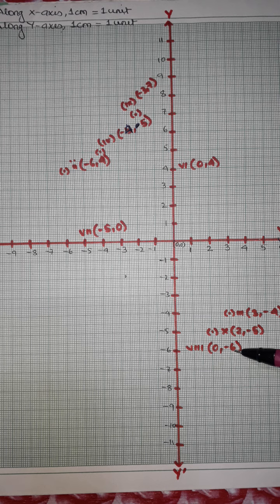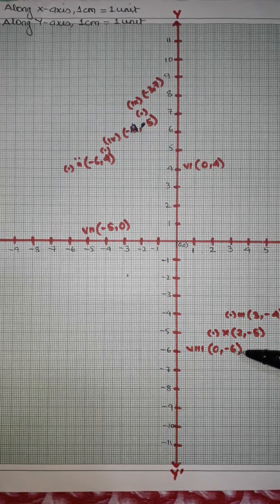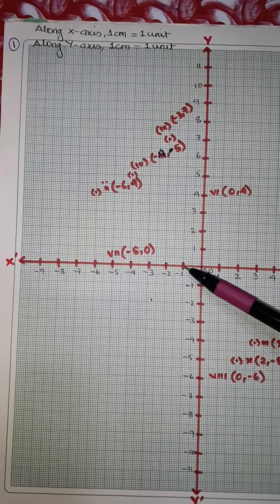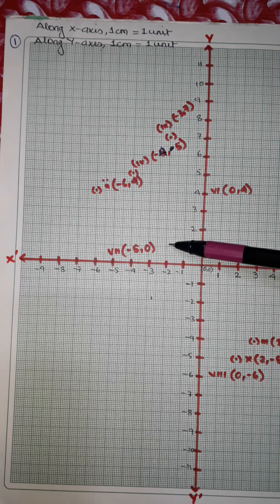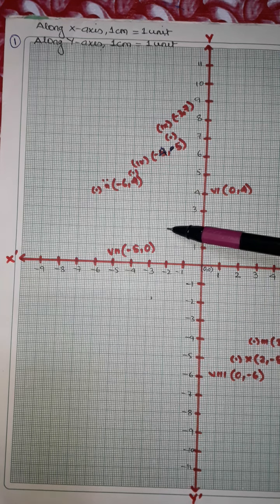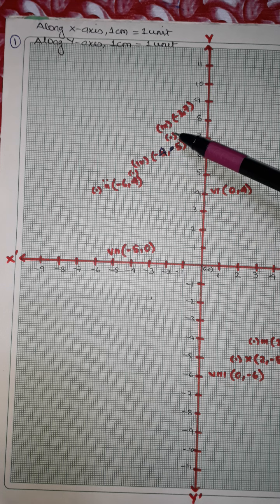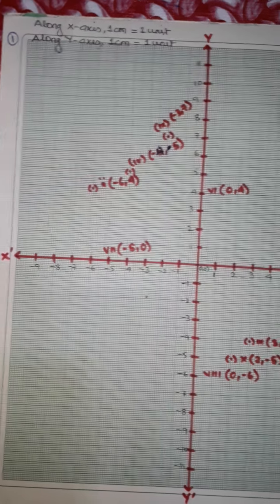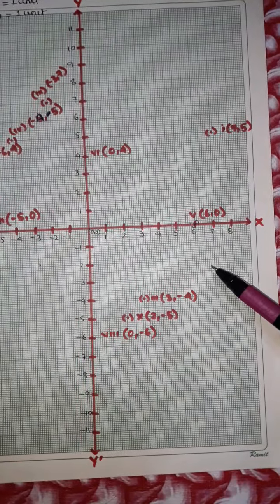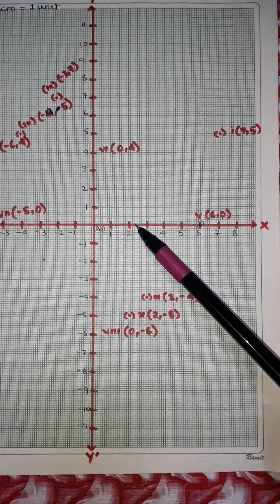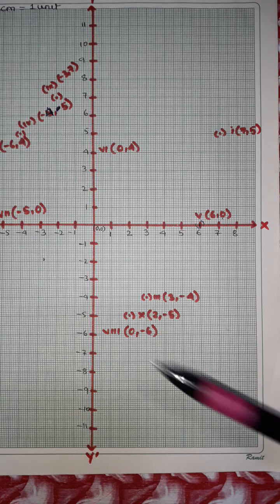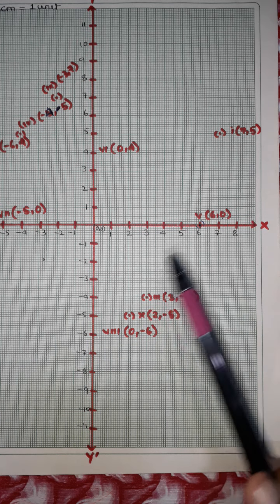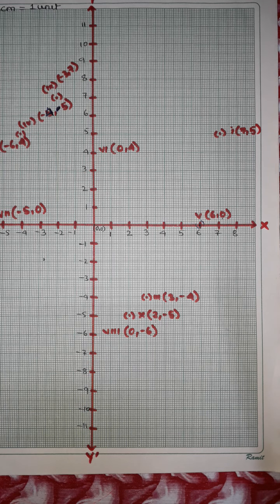Part number 9 is minus 3 comma 7. So it is here: minus 1, minus 2, minus 3 comma 7. 7 means positive, that means along the positive y-axis. 1, 2, 3, 4, 5, 6, 7. So this is the 7. Okay, then 2 comma minus 5: 2 comma minus 5, minus 1, minus 2, minus 3, minus 4, minus 5. Okay, so I hope you have understood how to plot coordinates on the Cartesian system.